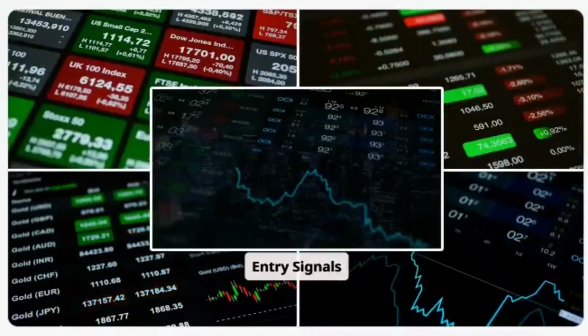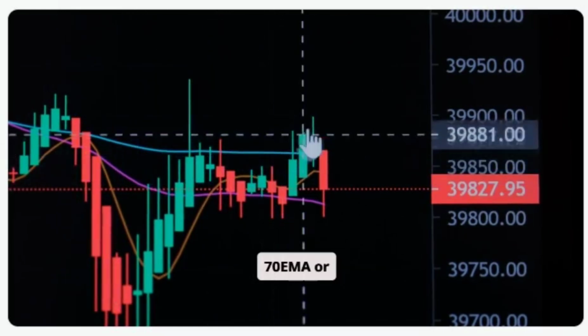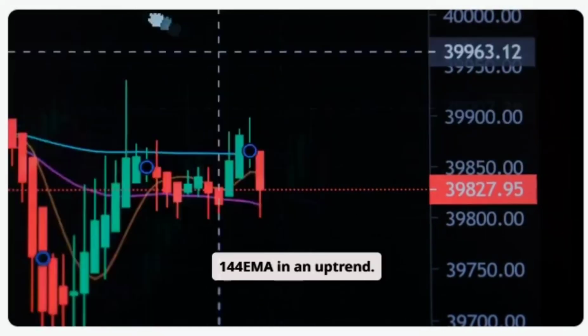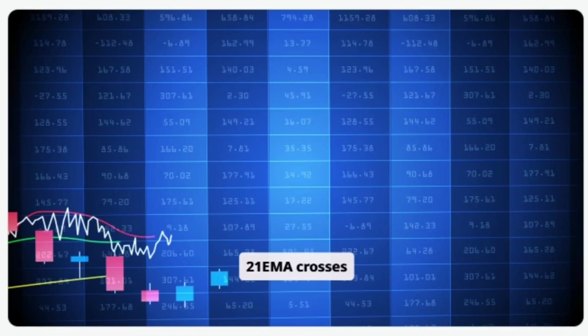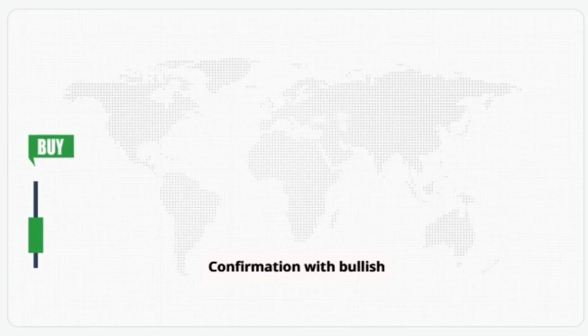2. Entry signals. Buy setup: price pulls back to 70 EMA or 144 EMA in an uptrend. 21 EMA crosses above the 70 EMA. Confirmation with bullish candlestick pattern or price rejection.